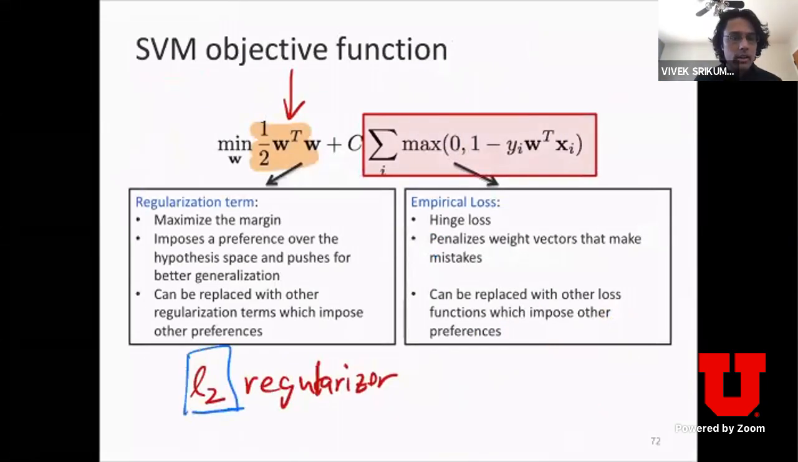If you use a different norm, you can replace it with the one norm of the weights, then you can get L1 regularization.